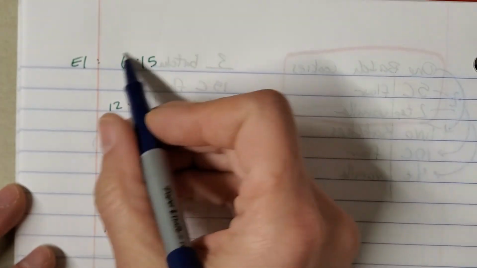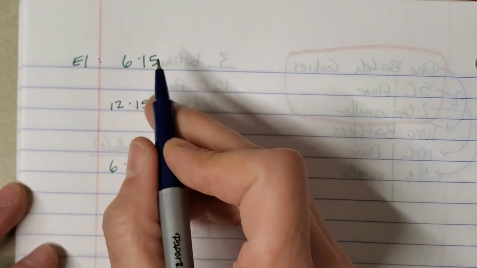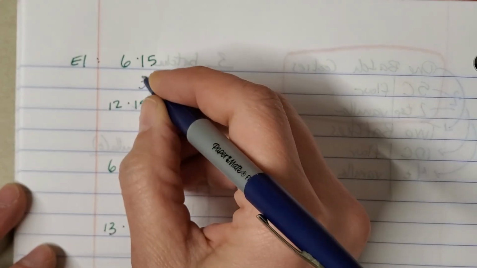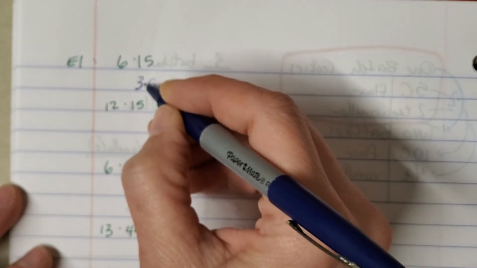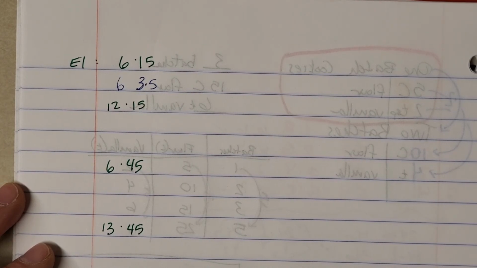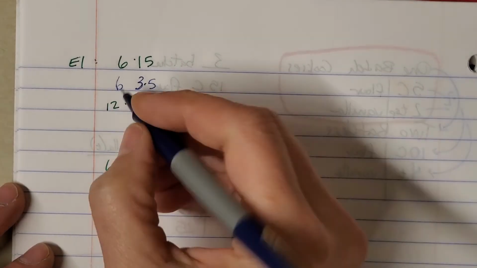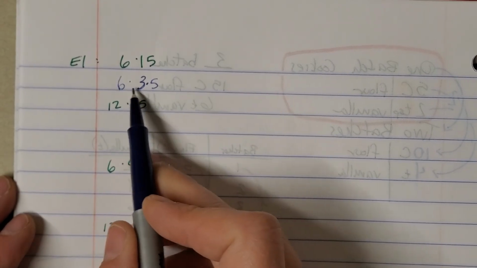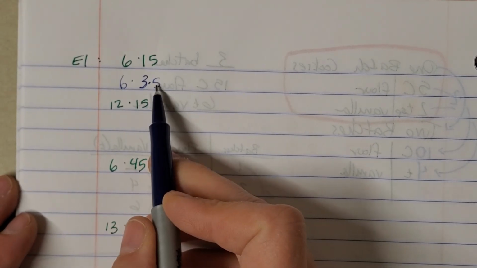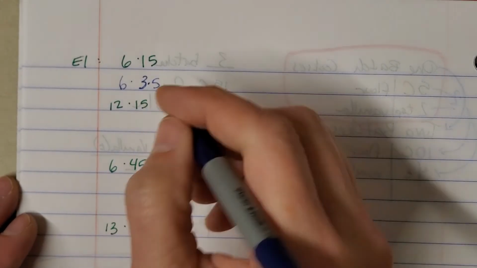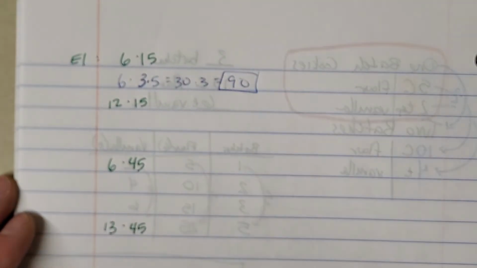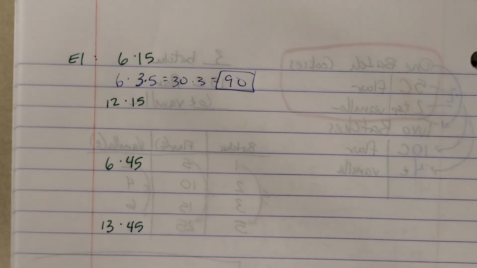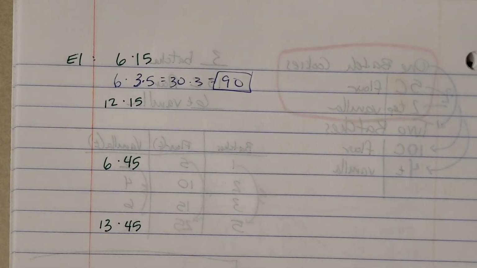So in this set, 6 times 15, I would break apart the 15 as 3 times 5. And I'm sure you agree that 3 times 5 is 15, right? Okay, 3 times 5. Now I would do 6 times 5. 6 times 5 is 30. And 30 times 3 is 90. Okay? Let's do that some more.